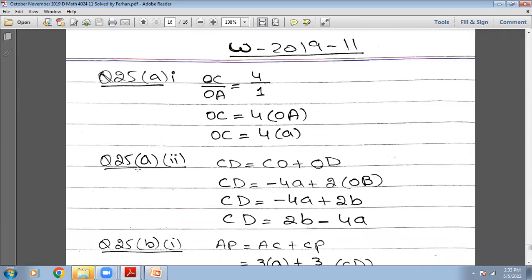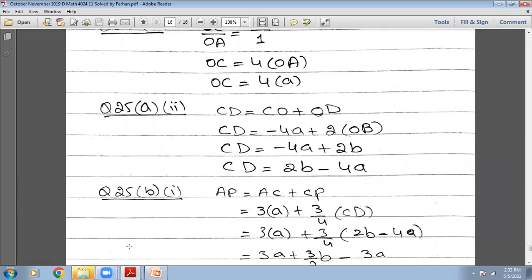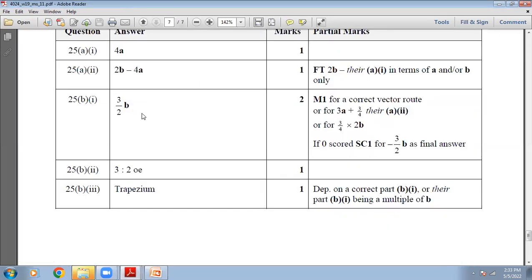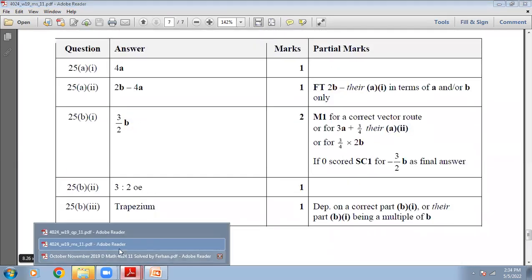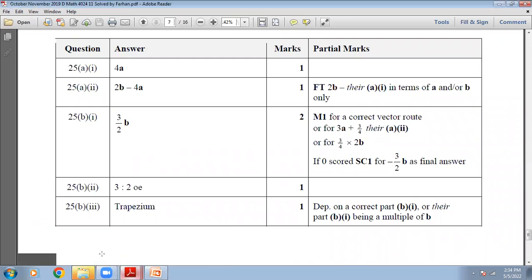So OC by OA, the ratio is already given, 4 by 1. So OC will be equal to 4 times OA. So OC will be equal to 4 small a. Okay, question number 25, and let's check. 4A is the right answer, sir. Okay, so we are going to the next part.